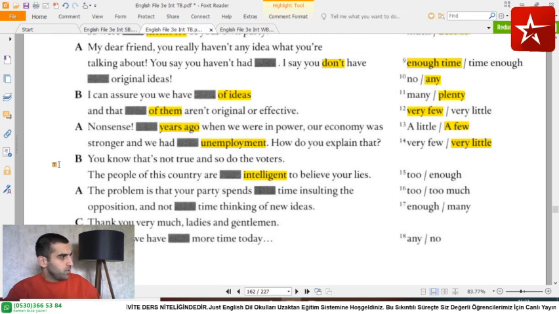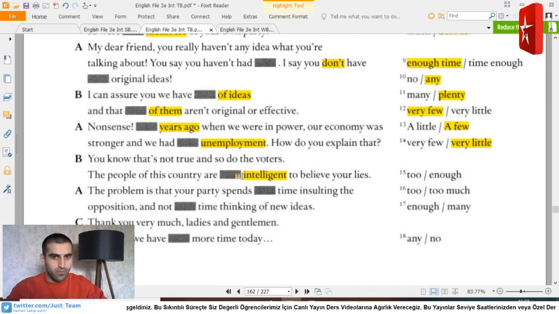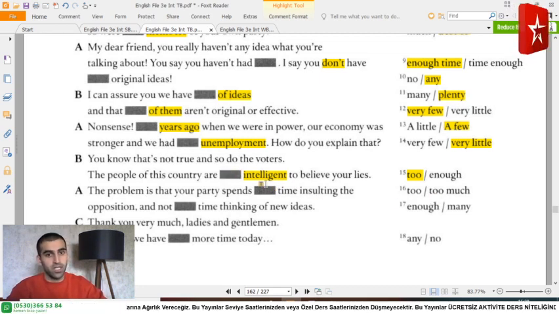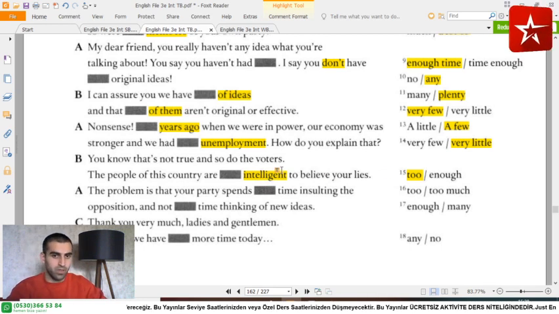Okay, let's check your comments, and whether they are correct or not. Okay, enough intelligent. Be careful, be careful. Yes, too intelligent is the correct answer because intelligent is an adjective. Not enough intelligent. Intelligent enough we could use, okay? Okay, the next one.